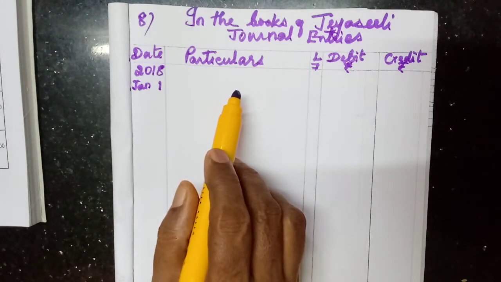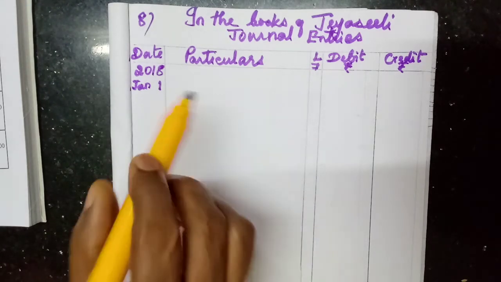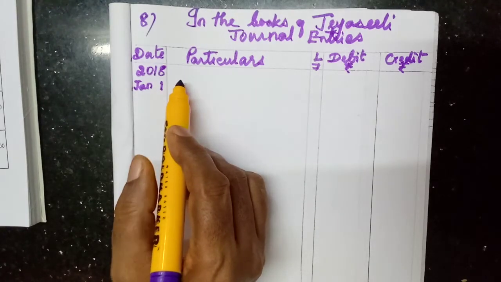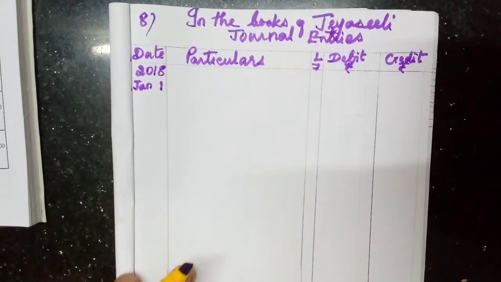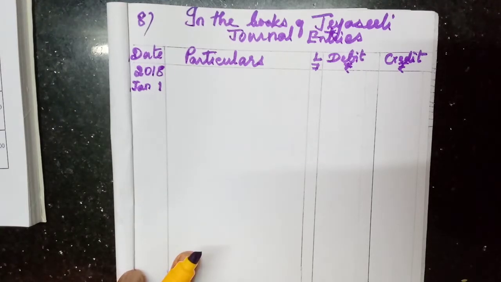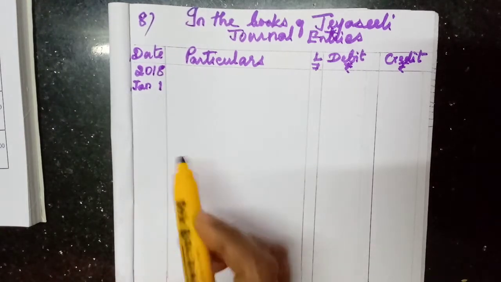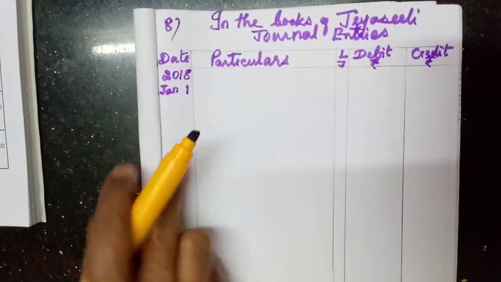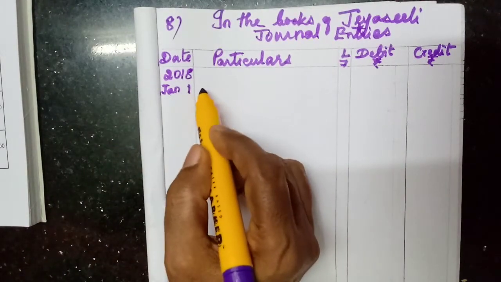Cash is that real account. So that one real account, what is the rule? We should apply the rule. The rule is debit what comes in. Debit what comes in means we have to see from the viewpoint of the business. For the business whether it is coming in. Yes, cash is coming in. So we need to debit.